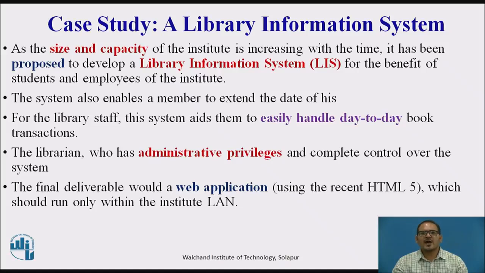The librarian, who has administrative privilege and complete control over the system, can enter a new record into the system when a new book has been purchased, or remove a record in case a book is taken off the shelf. Any non-member is free to use this system to browse or search the books online. However, issuing or returning books is restricted to valid users, the members of the library information system, only.